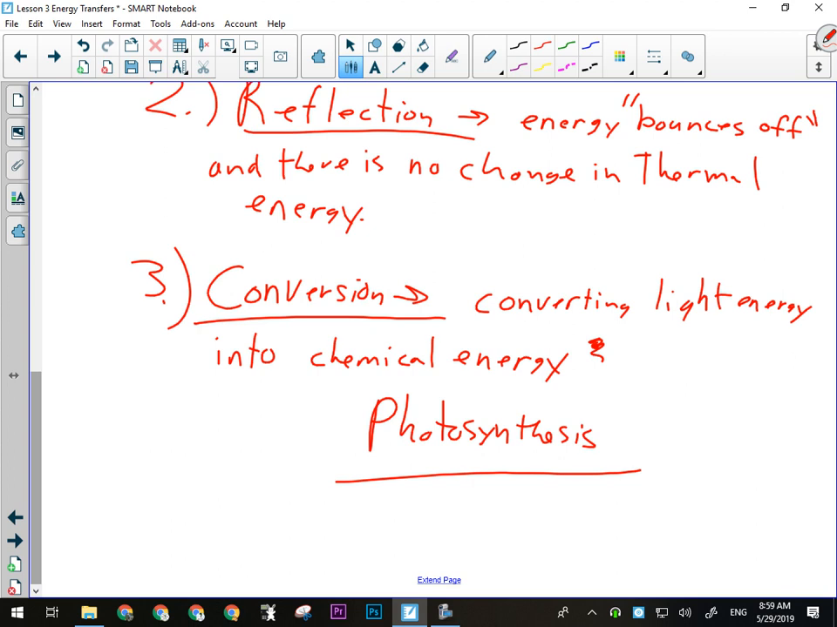So you'd want to look for things like, is it covered in snow? Is it covered in jungle? Is it a dormant grassland? Depending on what you see, you can talk about how much of the energy is going to be absorbed, reflected, or converted. That's what I'd be looking for.